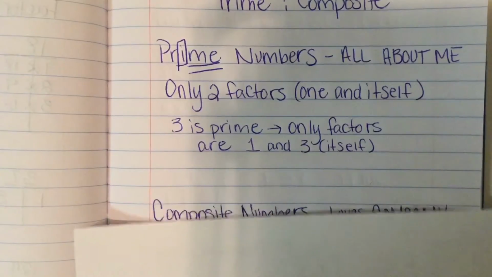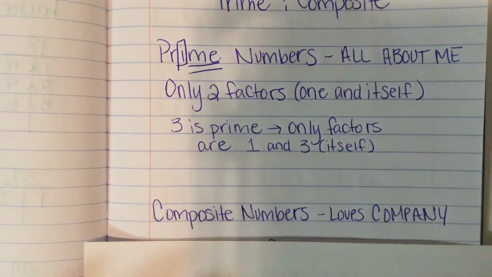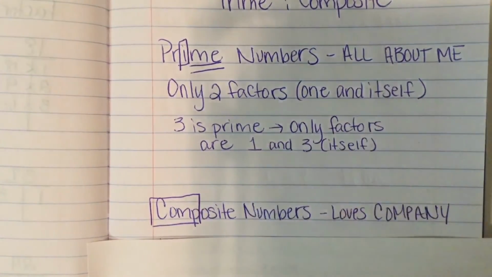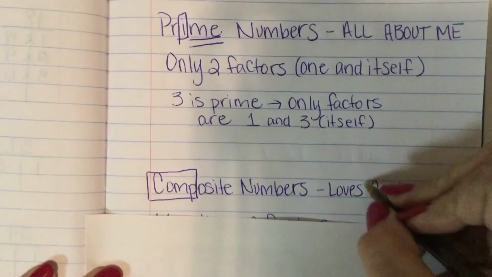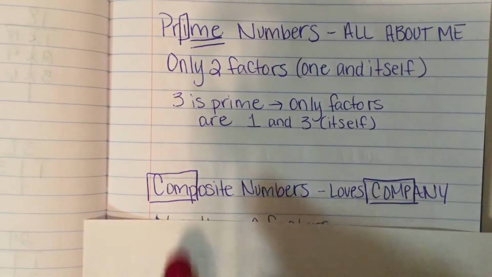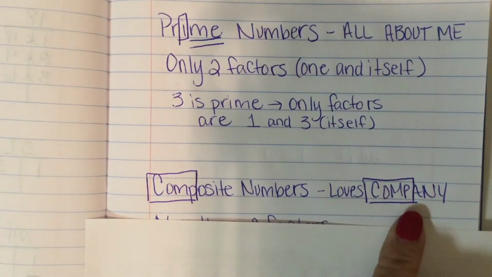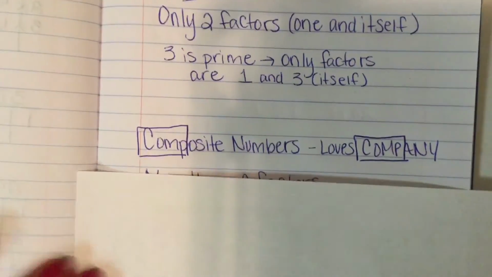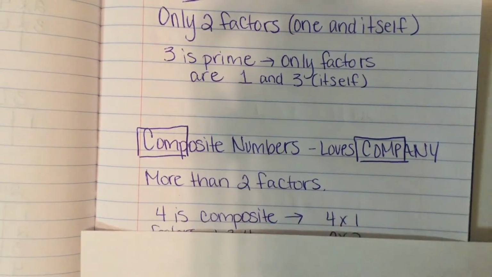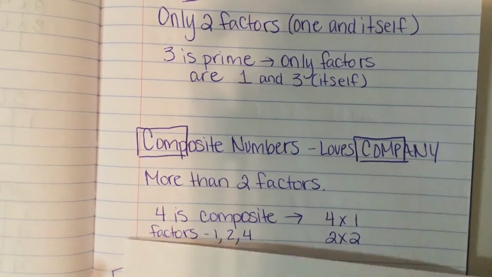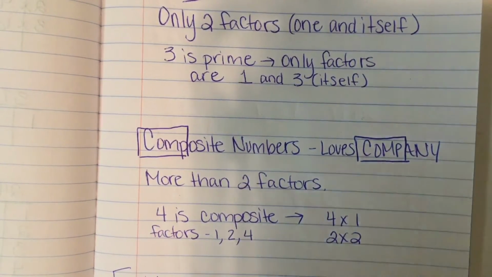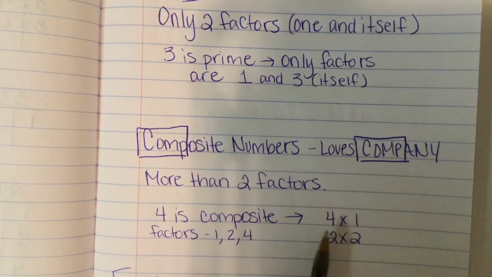All right, the next is composite. Composite loves company. So C-O-M-P, company, C-O-M-P, company, okay? Composite loves company, which means it's going to have more than two factors, okay? More than two factors. 4 is composite, because 4 times 1 and 2 times 2 both equal 4, and so that means the factors are 1, 2, and 4.